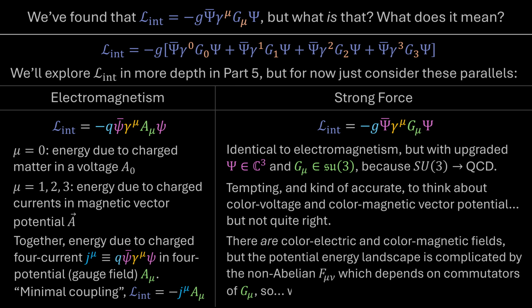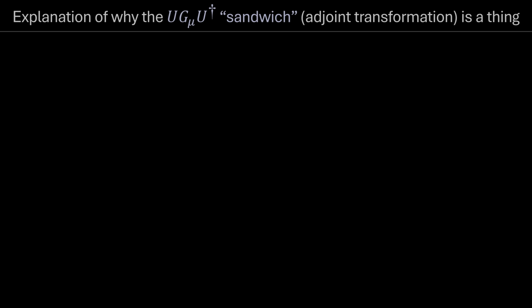And that's why we're going to save a more in-depth exploration of this for part 5. Because to really understand this, we have to derive the field strength tensor, and then we have to put together the whole Lagrangian of quantum chromodynamics in order to examine this in a deeper context. You know what? Now would be a good time to take a moment to explain where the U-dagger sandwich comes from, our adjoint transformation, in the gauge transformation rule of G mu.